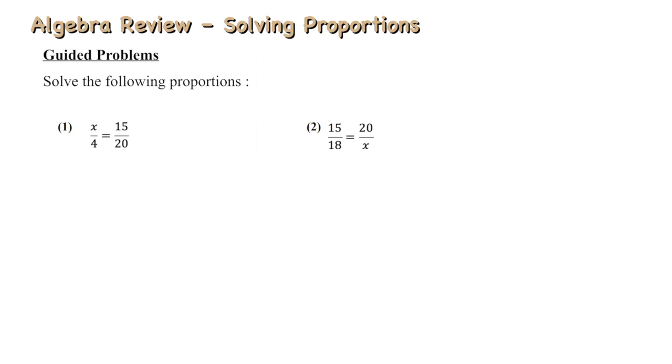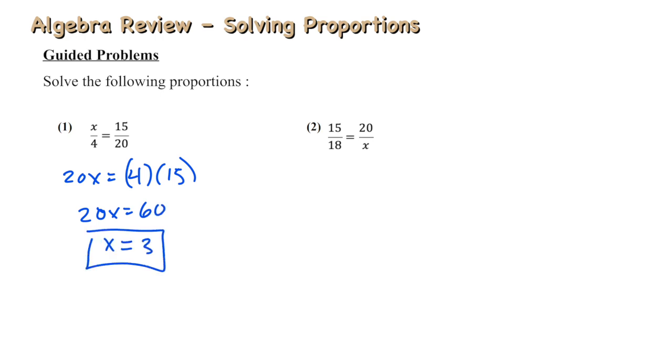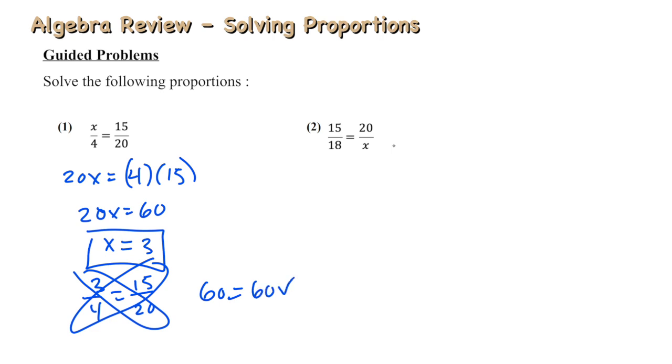If we look at example 1, when we cross multiply, we'll get 20 times x is equal to 4 times 15. 20x is equal to 60. x is equal to 3. And we can test this by saying 3 over 4 is equal to 15 over 20. And if we do 3 times 20, we get 60. And if we do 4 times 15, we get 60. And we say, yes, our answer is correct.